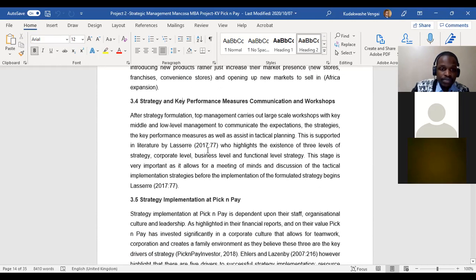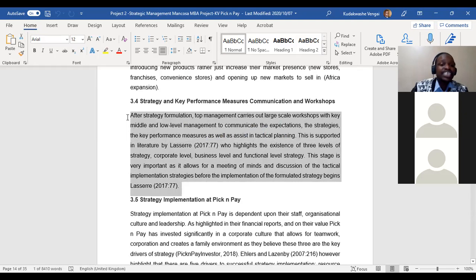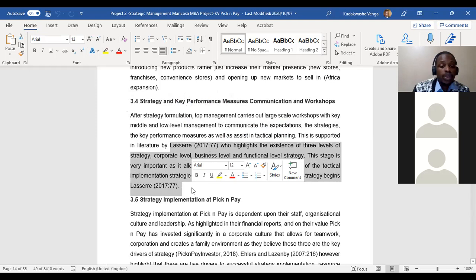So after strategy formulation, top management carries out large scale workshops with et cetera to communicate the expectation, the strategies and the key performance and tactical planning. This is supported by this guy in literature who highlights the existence of three levels of strategy and et cetera. All right, I was trying to talk about something different, but you can see here, I'm not even talking about the strategic management process itself, because it's not part of the strategy management process. But nevertheless, it is supported by some literature in terms of it can be important, it can add value to the organization. Right. So that's what I was highlighting.